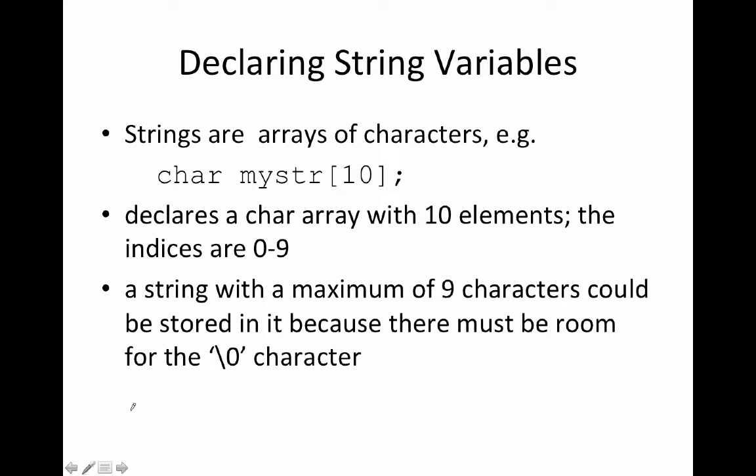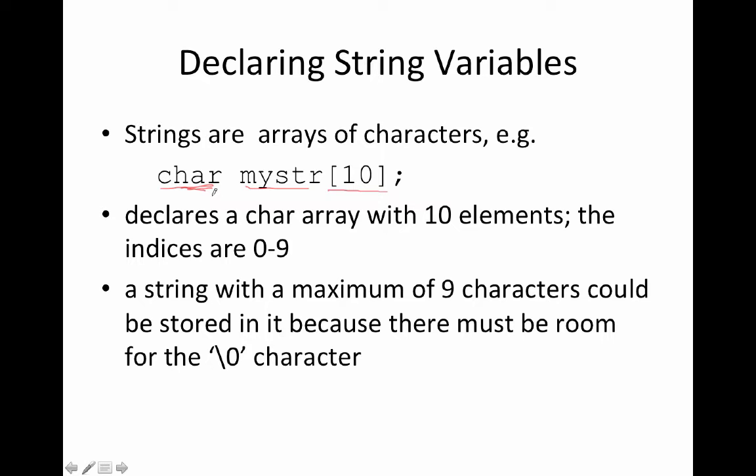So here's how you declare a string variable. The type is going to be char, so the type of every element is a character, then the name of the string variable, and in square brackets the size. So again, a string is just an array of characters. So this declares a character array variable with 10 elements in it. So the indices go from 0 to 9.